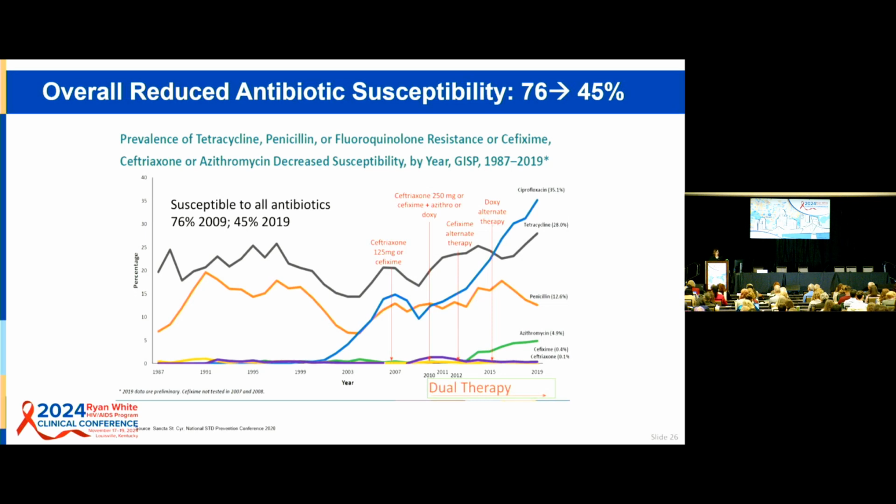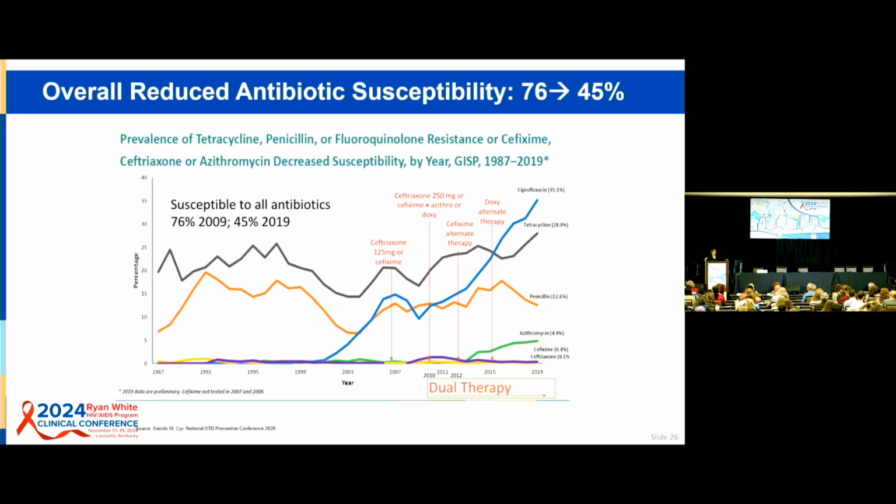So overall, I don't want to scare everybody, but this is kind of where we're going in the U.S. Reduced susceptibility to antimicrobial therapy over this timeline from the late 80s to 2019: the antibiotic susceptibility has gone down from 76% to 45% overall. You see from this figure, the blue line represents ciprofloxacin, a fluoroquinolone very similar to levofloxacin, where the rates of resistant organisms are up to 30%, especially in the MSM population.